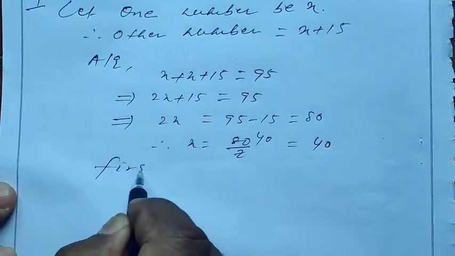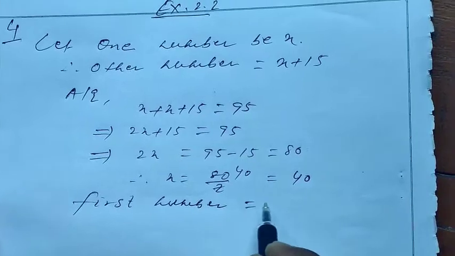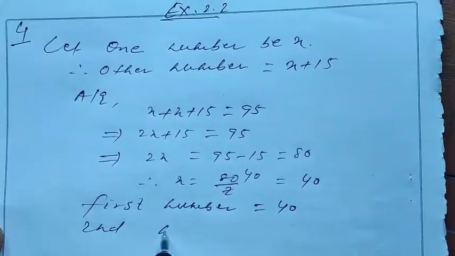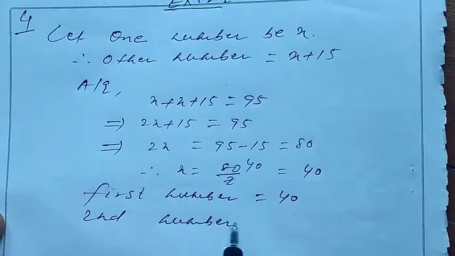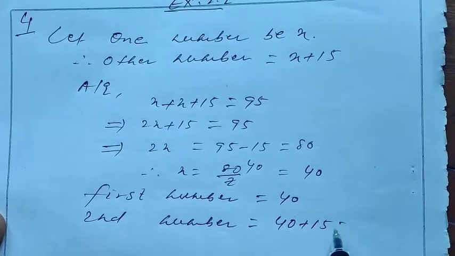First number is equal to 40, and the other number, it means the second number, is equal to x plus 15, means 40 plus 15, that is 55.